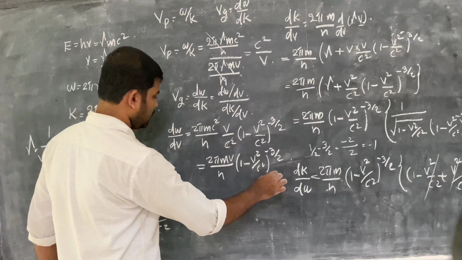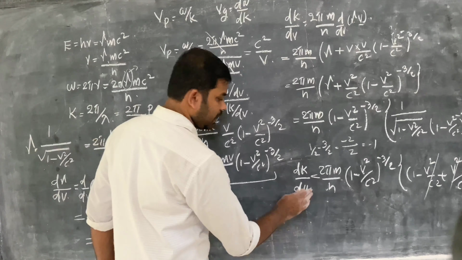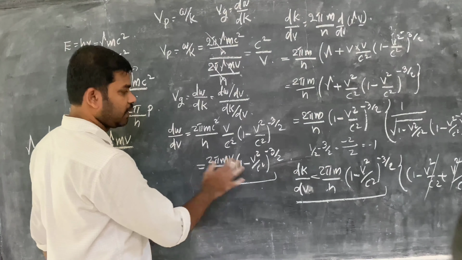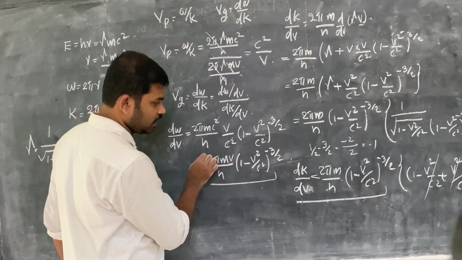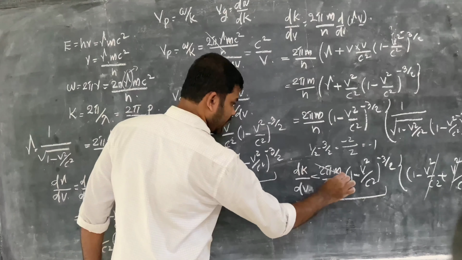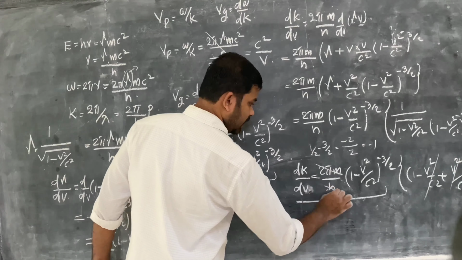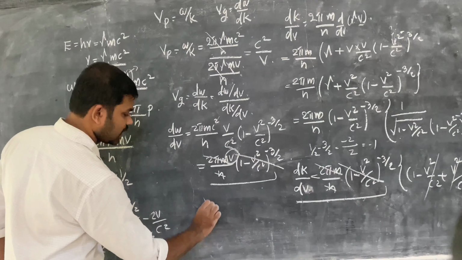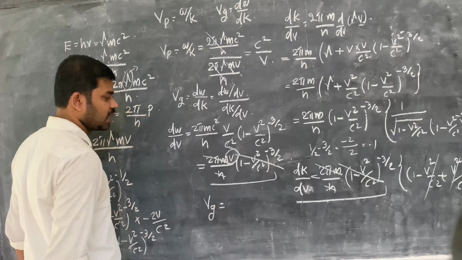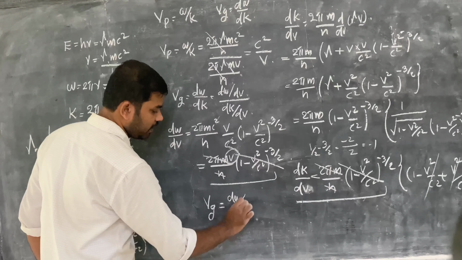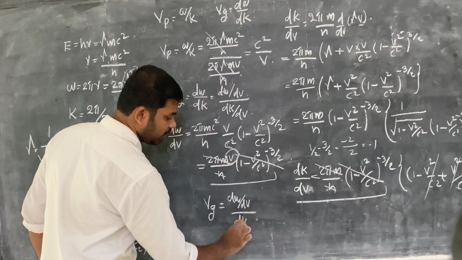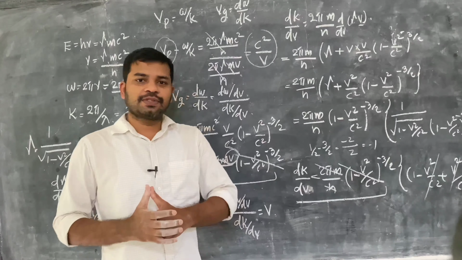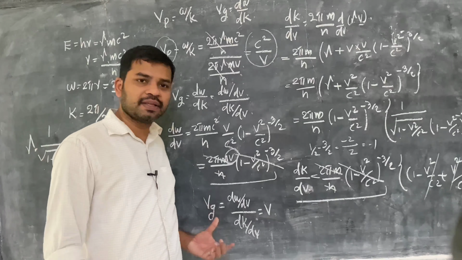So this is d omega by dv and this is dk divided by dv. If we divide these two terms, we can see 2 pi m will cancel, h will cancel, then this term will also cancel. So the group velocity Vg is equal to d omega divided by dv divided by dk divided by dv, which is equal to v, the velocity. That is, the actual velocity of the particle is represented by the group velocity.